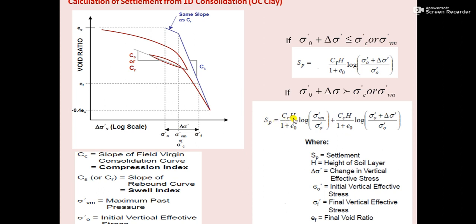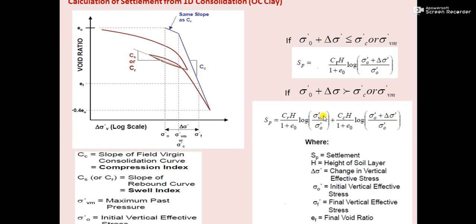So the formula will change: Cr into H1 plus E naught log sigma Vm dash by sigma naught. So sigma Vm is what? Maximum past pressure divided by the initial vertical effective stress. Now here you see this part, this sigma Vm dash only we are using. We are not saying sigma naught dash plus sigma dash.